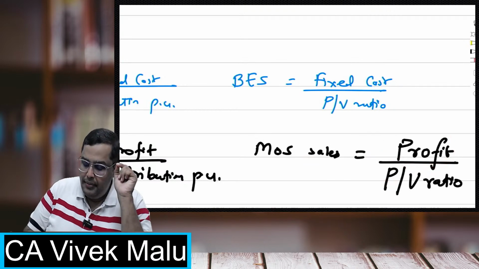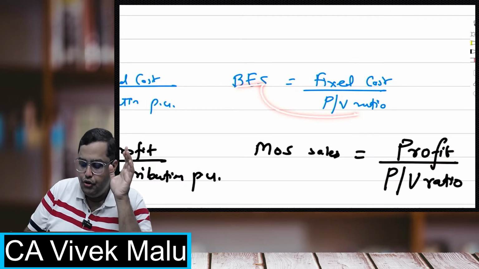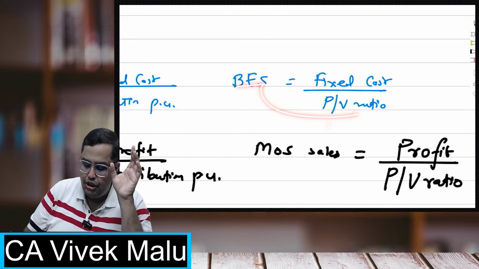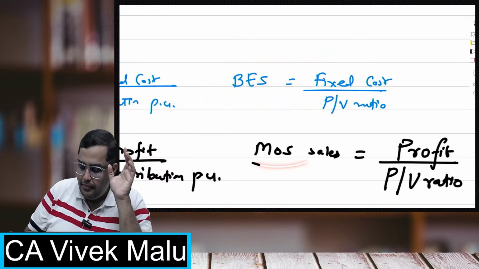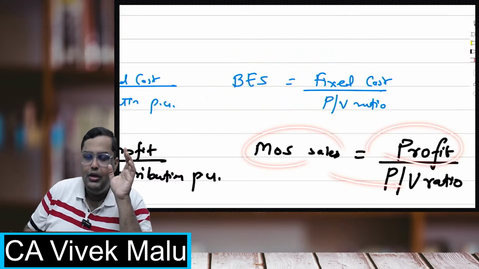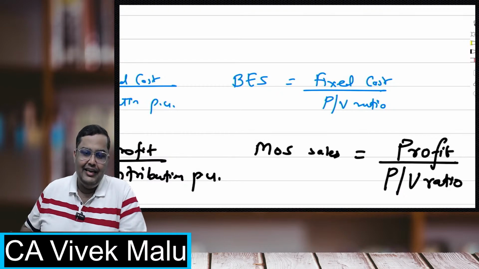Remember that. Break-even sales into PV ratio. So at break-even sales, this PV ratio will give me my total contribution, and at break-even sales, my total contribution will equal my fixed cost. At the margin of safety, my contribution will equal my profit, like that. So they are all interrelated.